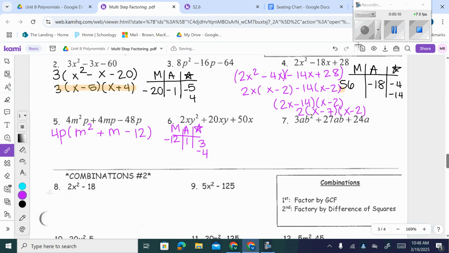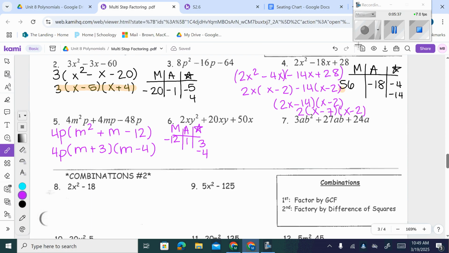Sure. All right, is it going to be m plus 3 or p plus 3? M, good. M plus 3. And what else? M minus 4. Now, what can you not forget about? The 4p, because if you don't bring down that 4p and were to go back and multiply that together, you wouldn't get back to what you started with. Are we okay? Yes. All right.